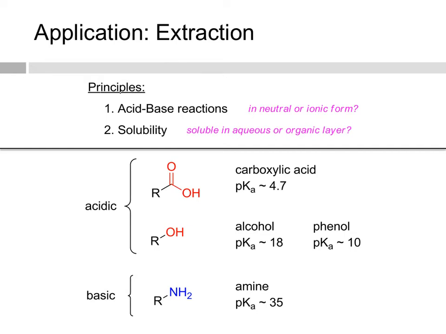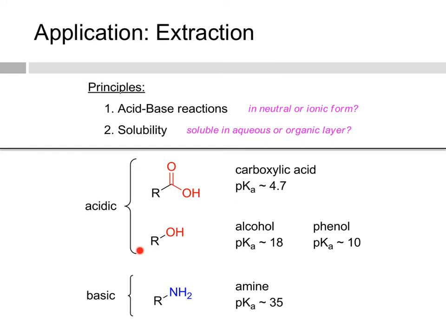Now let's look at common functional groups in organic chemistry. We know the carboxylic acid is acidic. It has a pKa of about 4.7. We have alcohols. An aliphatic alcohol has a pKa between 16 to 18. A phenol has a pKa of about 10. And we have amines, which are basic and have pKa's about 35. Based on this knowledge, we can use a series of acids and bases to separate basic components from acidic components and neutral components.